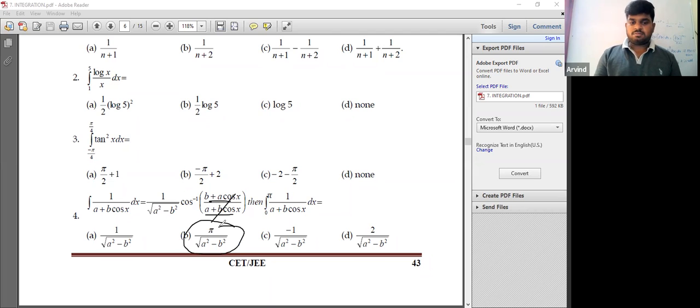Therefore option is B. You have to just substitute the upper limits and lower limits. They have given the answer. For this, in place of x, you have to put the upper limit and lower limit. That's it. Okay. Let's go to the next question then.